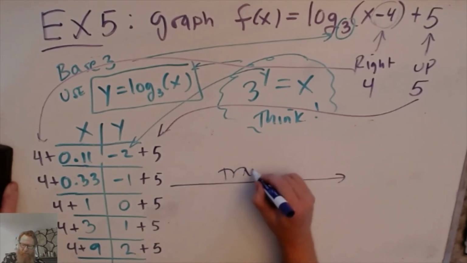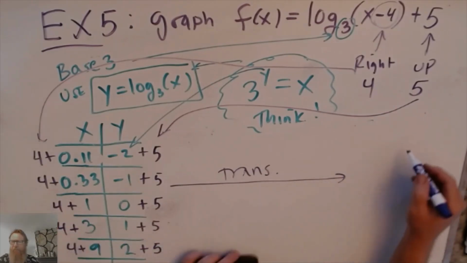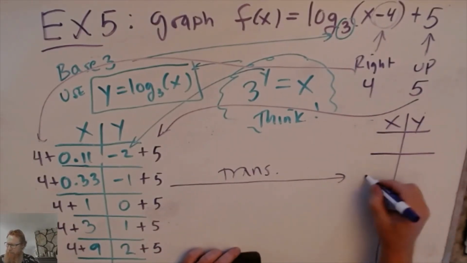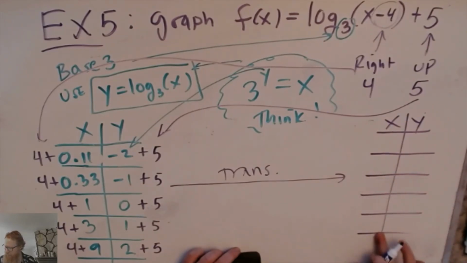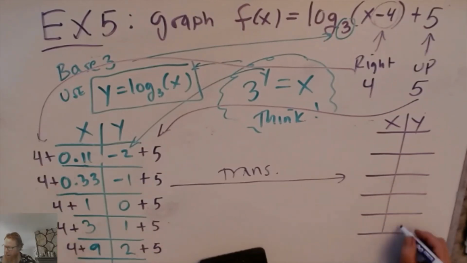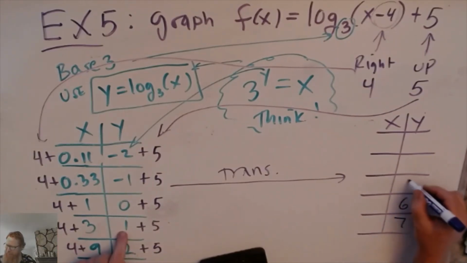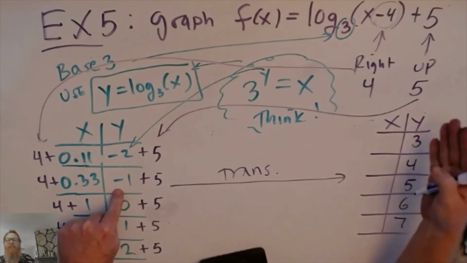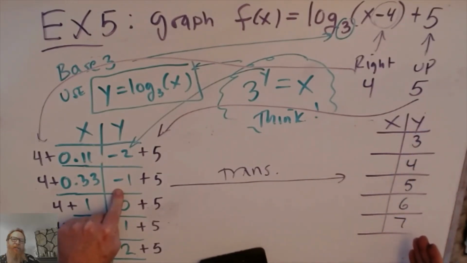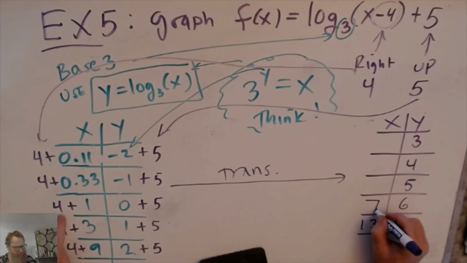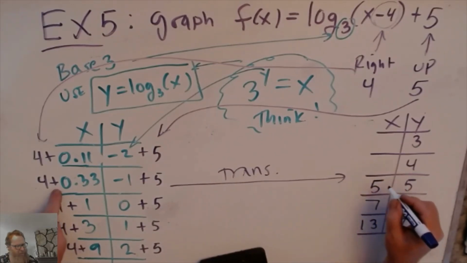All right, I'm going through my transformation. I'm going to come out over here. All transformed into a new form. Let's do the y's first. They're easy. 7, 6, 5, 4, 3. Look at that. If your y's don't come out in a nice sequence, then you definitely made some mistake. The x's are kind of all over the place. You get 13, 7, 5.